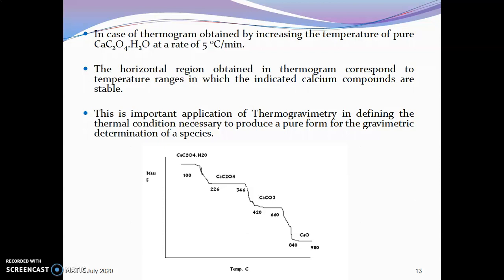In case of the thermograph obtained by increasing the temperature of pure calcium carbonate at a rate of 5 degrees Celsius. Suppose we have to study the calcium oxalate, in which water is entrapped. So we are seeing the consequences over here. By heating up to 980 degrees Celsius, we are getting the calcium oxide. So how the elimination of water, carbon dioxide or carbon monoxide can take place to get the calcium oxide. In the last we can see by this diagram, we get calcium oxide.